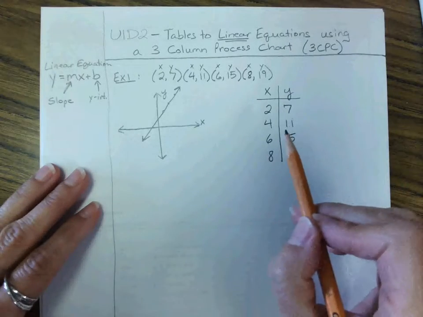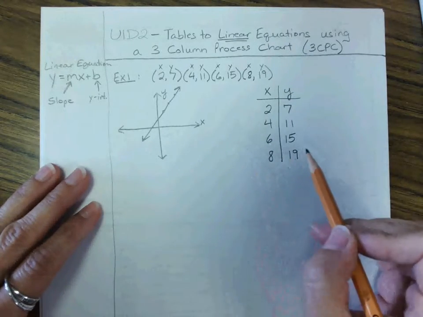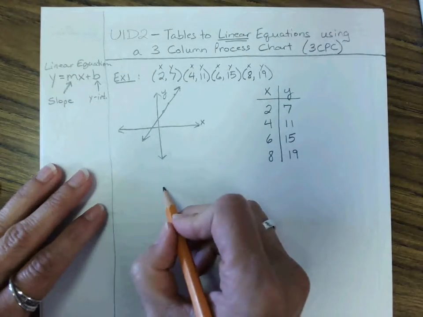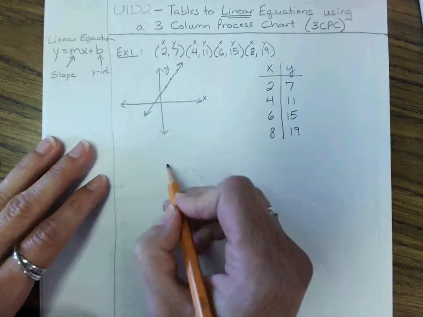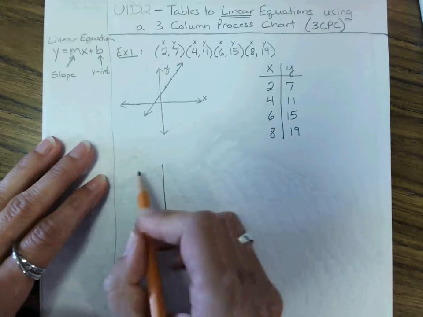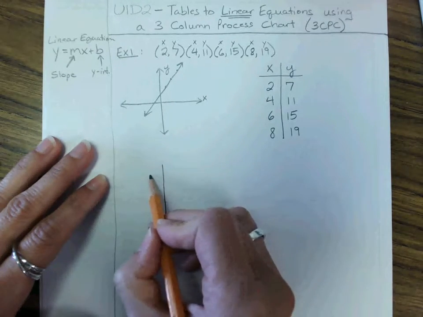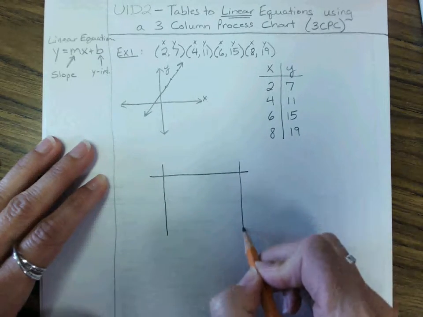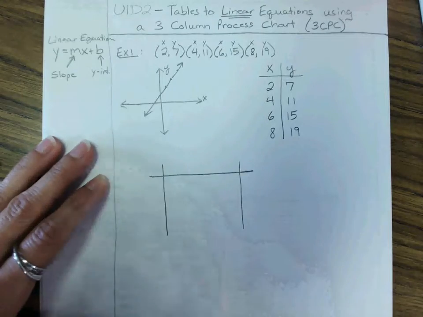So in order to find the equation that goes through this data, we're going to make something called a 3-column process chart. So I'm going to make my chart down here. I want you to make your chart, and then we will go through how to find that equation. So it's just a table but I'm going to have a column in the middle that's my process column that's going to be wider than the two columns on the outside.